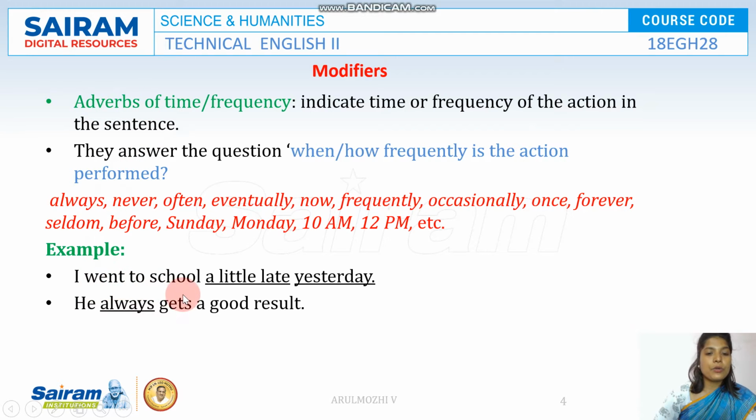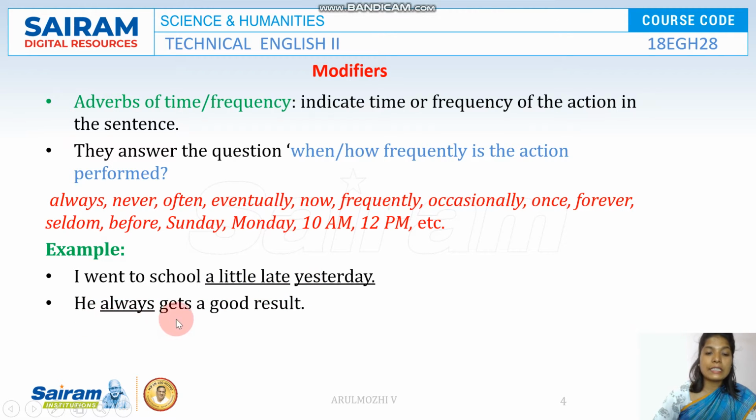I went to the school a little late yesterday. Here, went is the verb. A little late yesterday adds additional information about went. I went to school. When did you go? When did the action take place? A little late yesterday. So it describes went, and it is called adverb of time.